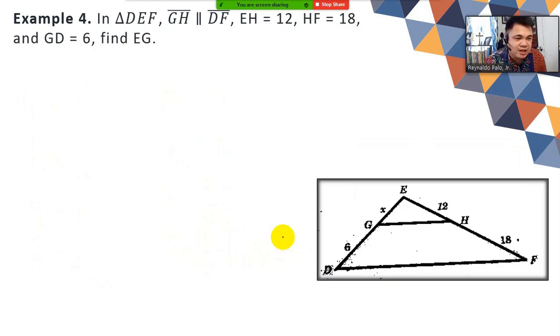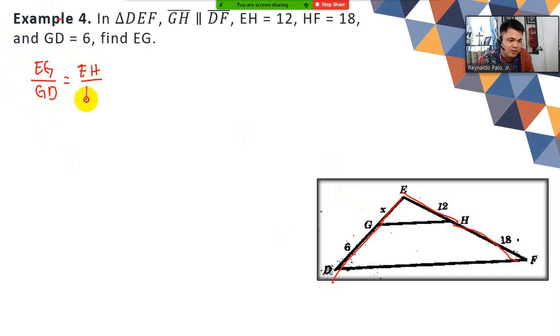In triangle DEF, segment GH is parallel to segment DF. Segment EH is 12, HF is 18, and segment GD is 6. We have to find the measurement of EG. As you can see, the measurements are already labeled, and we are looking for EG, which in the figure is X. So we can now form the proportion EG over GD equals EH over HF, so that we are able to solve for EG.